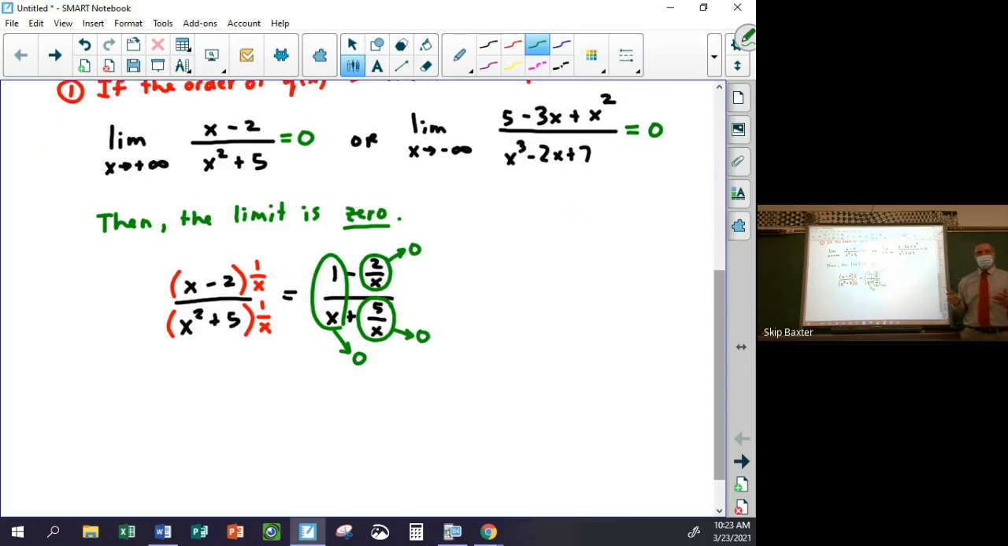So that's a more analytical way to think about it. But I just think it's easier to think of orders of magnitude, like rate of growth. The bottom is growing faster than the top. So for big values of x, that fraction is going to head towards 0. Okay?